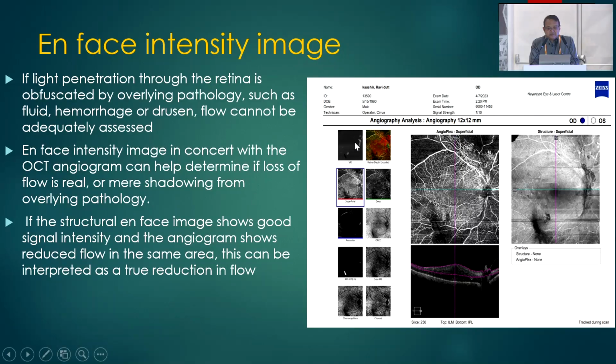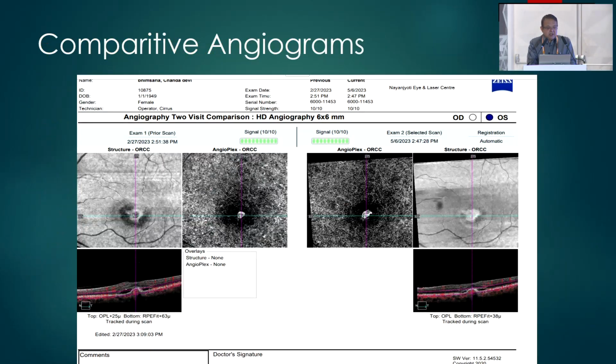In en face, many times, like in this patient, you are not able to detect an NVD or NVE. So I look at an en face image here, and you can see a fibrovascular proliferation. So all three pictures in an OCTA should be interpreted. You can also compare the previous disease pattern with a new disease pattern.